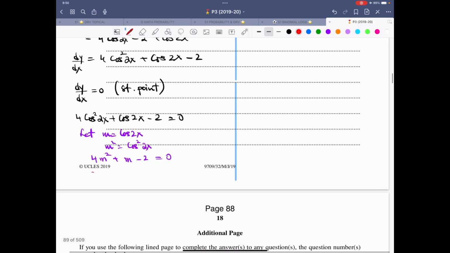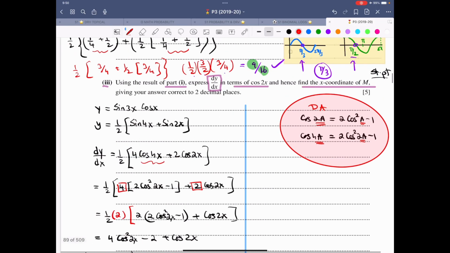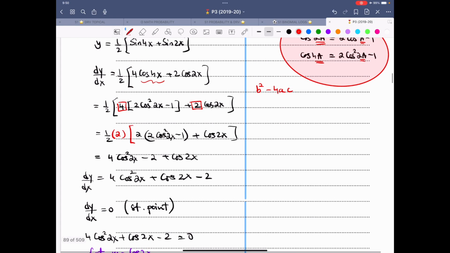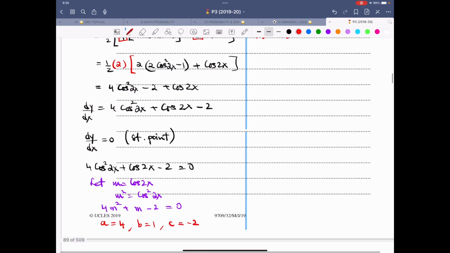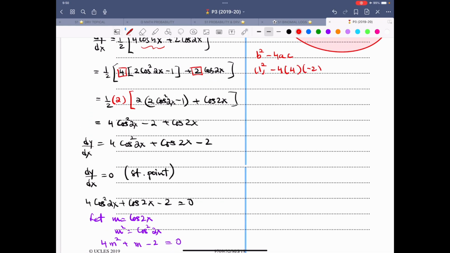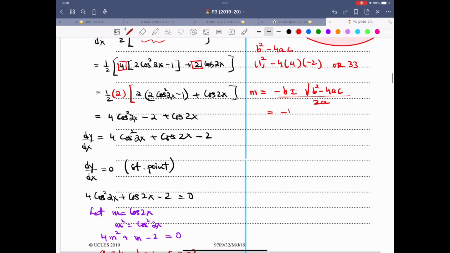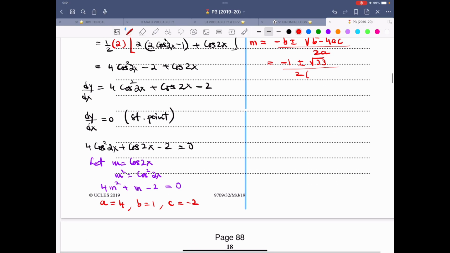So therefore, a is 4, b is 1, c is negative 2. Let me first evaluate b square minus 4ac for simplicity. That is 1 square minus 4 into 4 into negative 2. So 4 into 4 is 16, 16 into 2 is 32, becomes positive, that comes out to be 33. Therefore, m equals minus b plus minus square root b square minus 4ac, the whole thing over 2a. Therefore, this is minus 1 plus minus square root of 33 divided by 2 times a, 2 times 4.